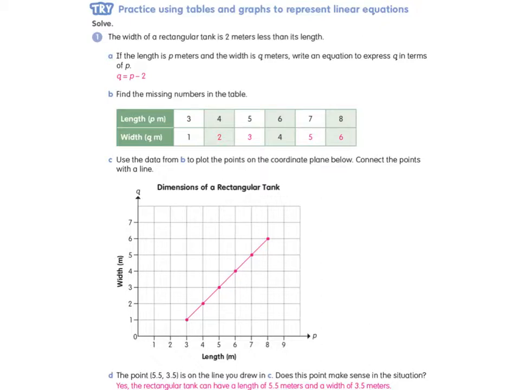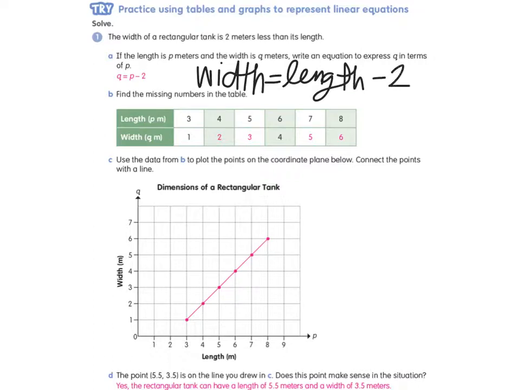So this equation is saying that the width is equal to the length minus 2. They just used variables to represent the width and the length. They said the width, we're going to call it a Q, and the length, we're going to call it a P. But really, this is what the equation says. Width is equal to length minus 2.